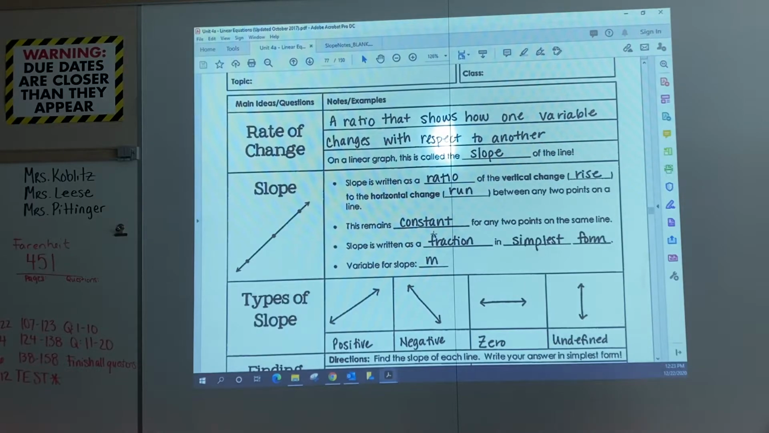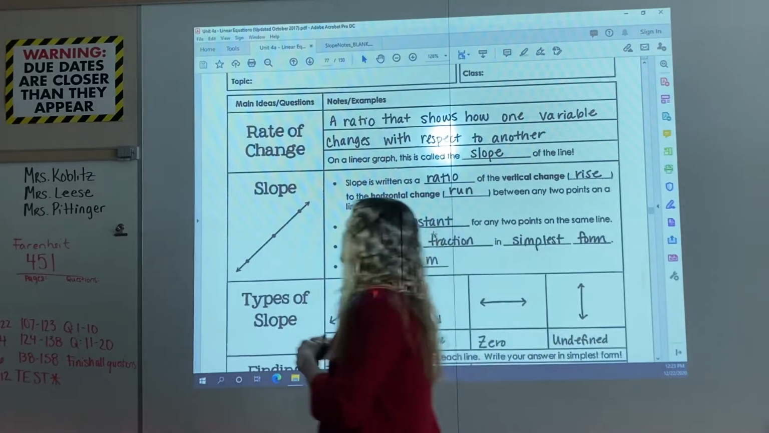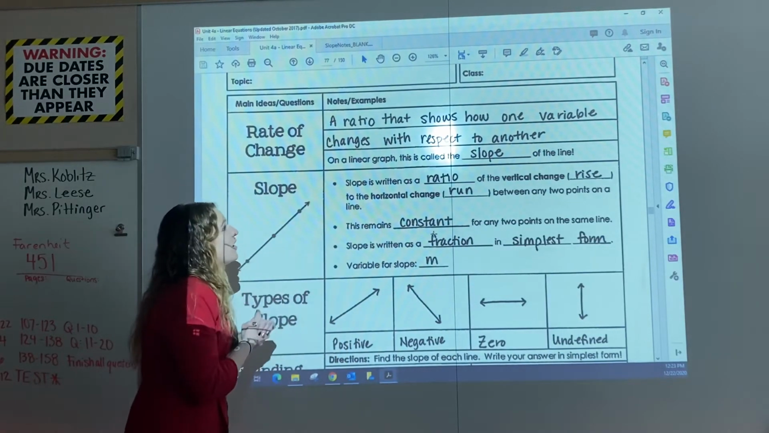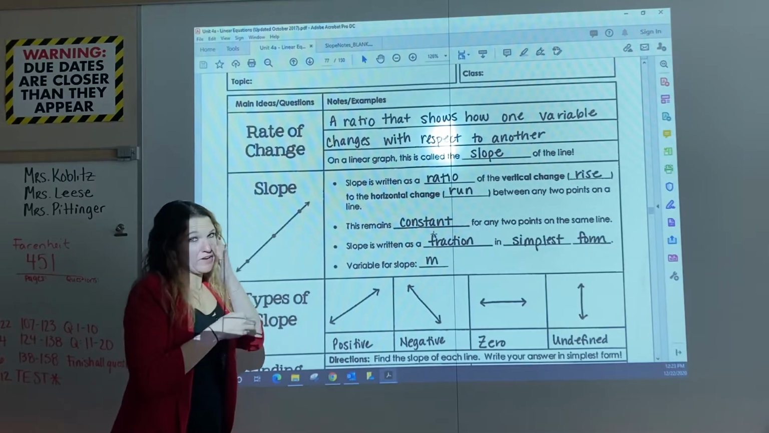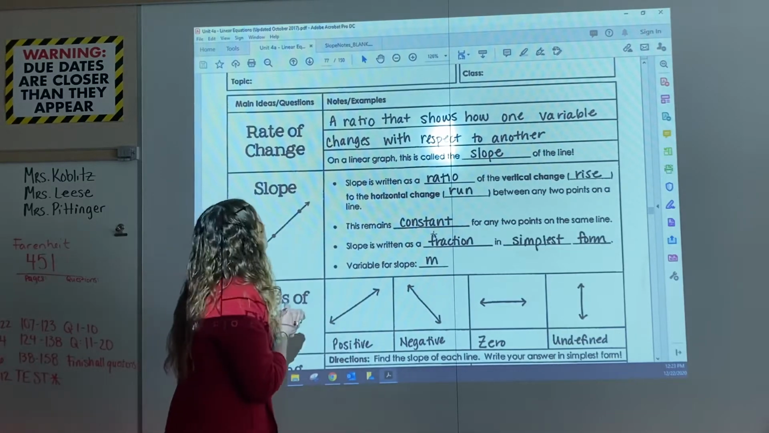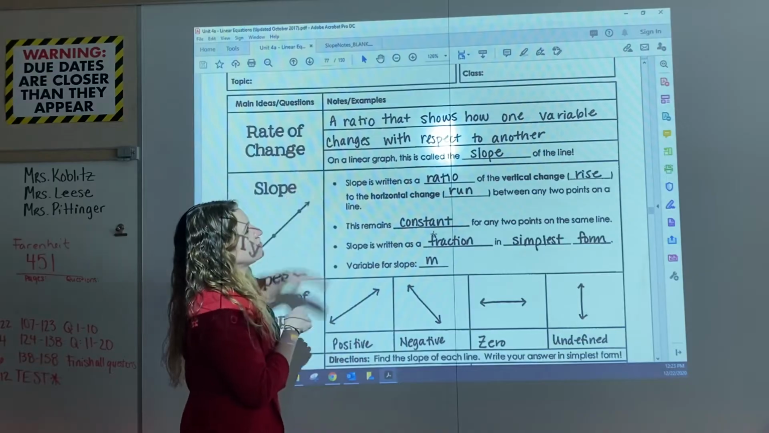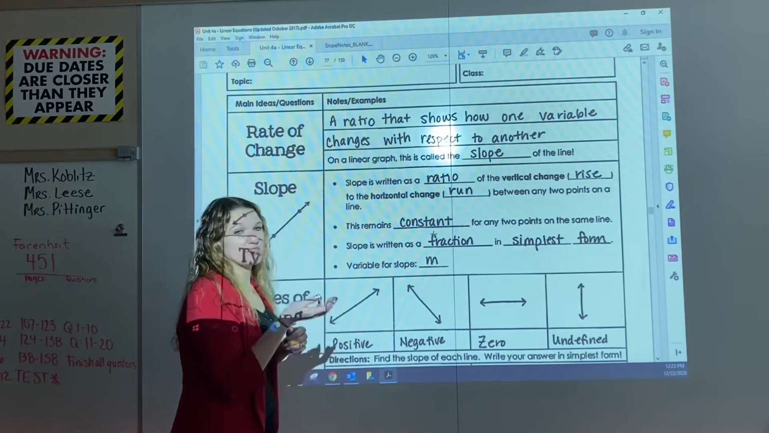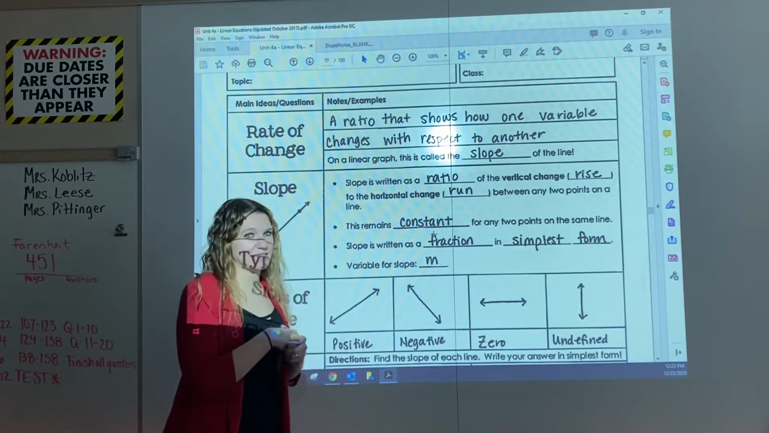Today's topic that we're going to be talking about is slope, but another way to say slope is rate of change. Now, it's a little bit different, but on a linear graph, slope and rate of change are exactly the same. So rate of change is a ratio that shows how one variable changes with respect to another. All right, that will make a lot more sense a little bit later.